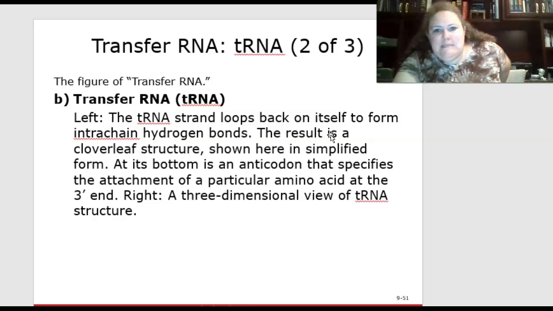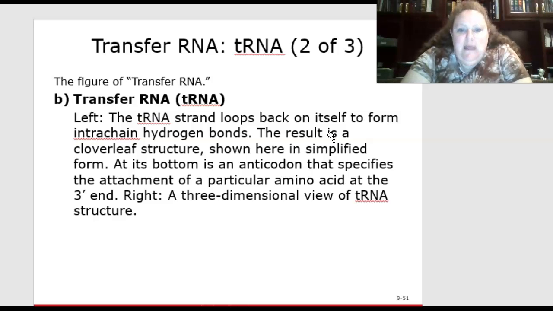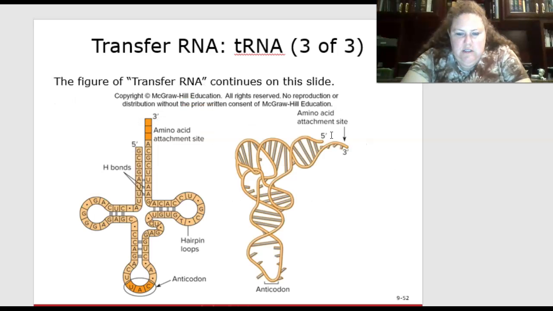And at the bottom is that anticodon that specifies the attachment of a particular amino acid at the 3' end. And then on the right, we'll see here in a second, is a three-dimensional view of the tRNA structure. So here on the left, it's showing you that cloverleaf, where on the right, it's showing you that hairpin.